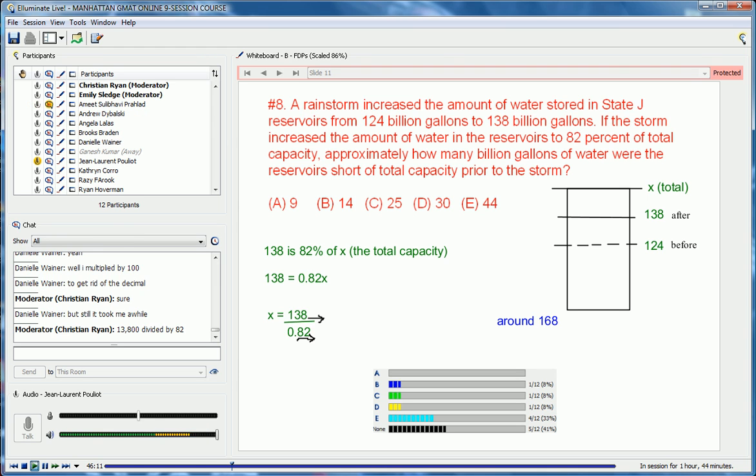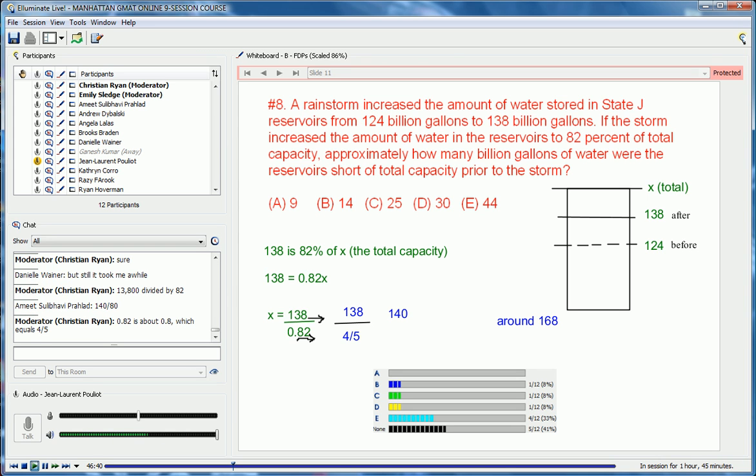Sorry about that. I had the same equation, and I couldn't figure it out by long division, so I just saw that 82 was about 4/5. And then I figured out that 4/5 of 138 would be, if you round up to 140, about 35. And this is really rough, so I figured the total capacity would be around 175.